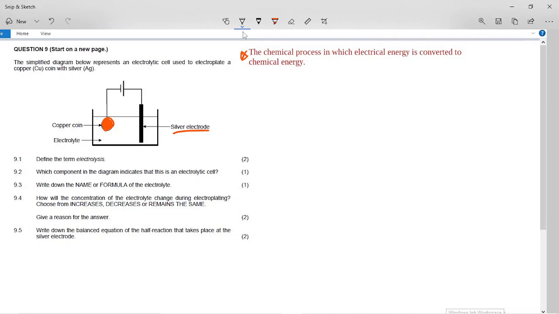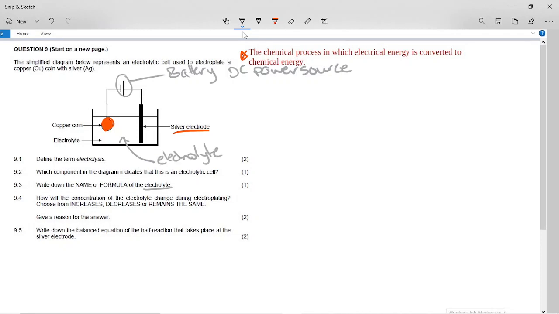It says which component in the diagram indicates that this is an electrolytic cell? Well, it is this, the battery. And if it's not the battery, it is some kind of a DC power source. Because remember, we want to put in energy, and it must be direct current electrical energy. Now it says write down the name or formula of the electrolyte. So obviously the electrolyte is this thing in the solution here. They've even labeled it for you.